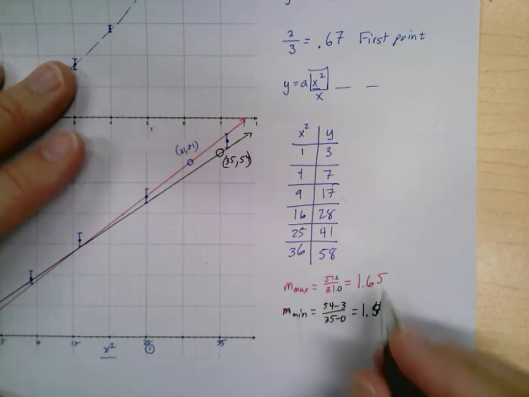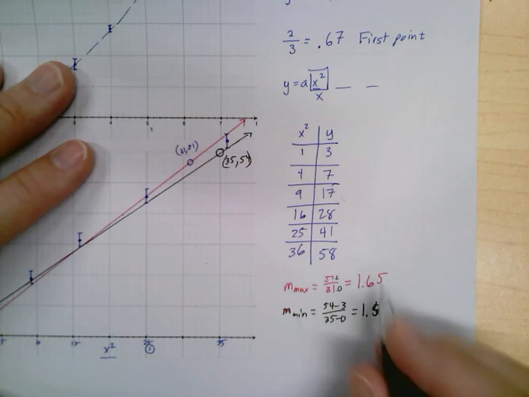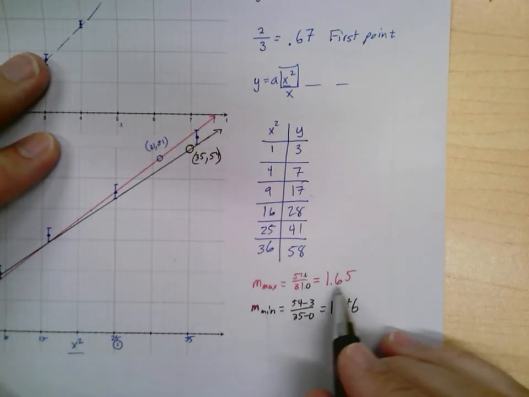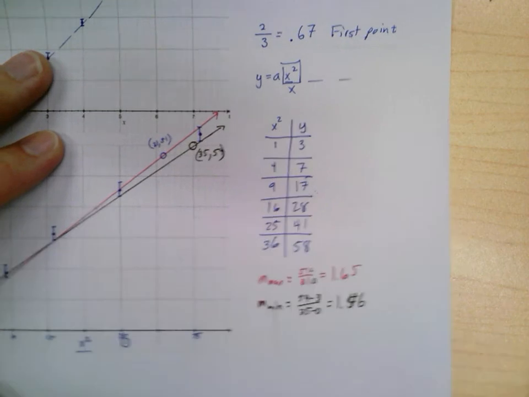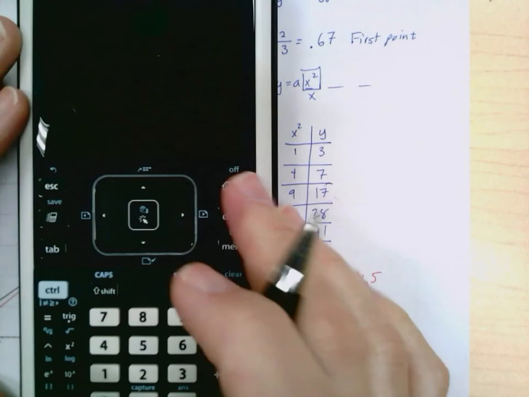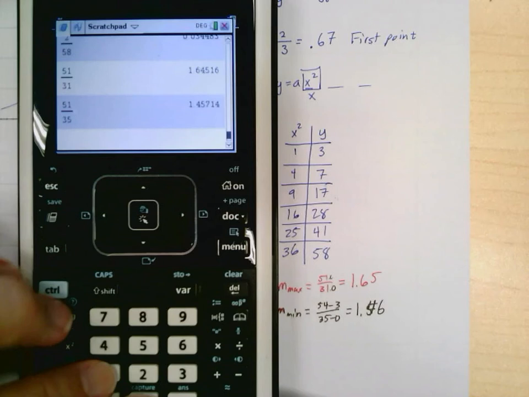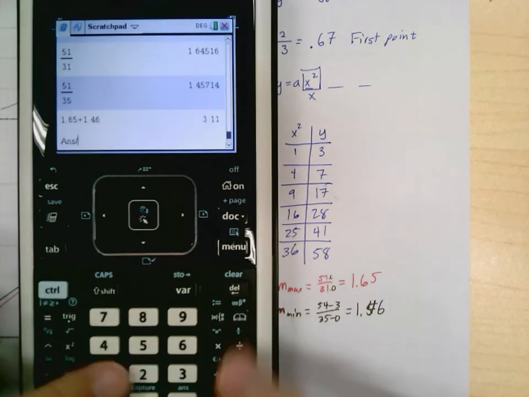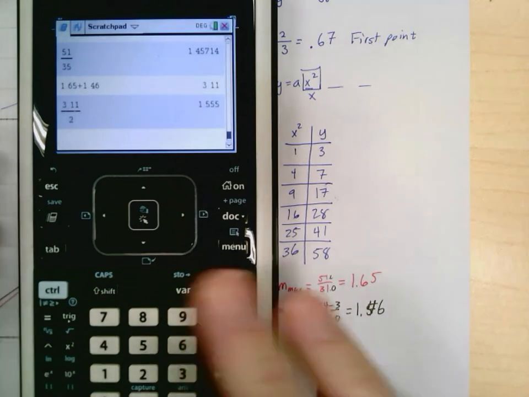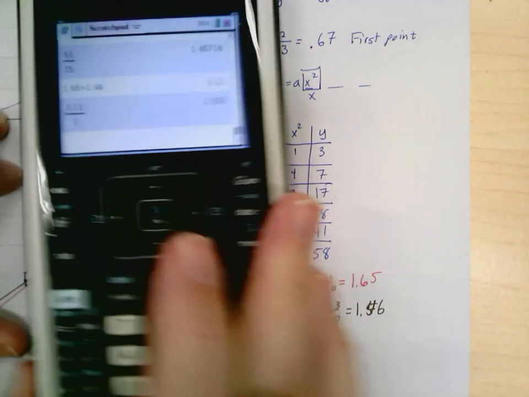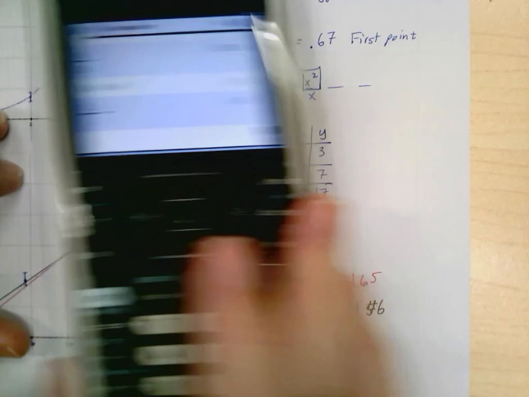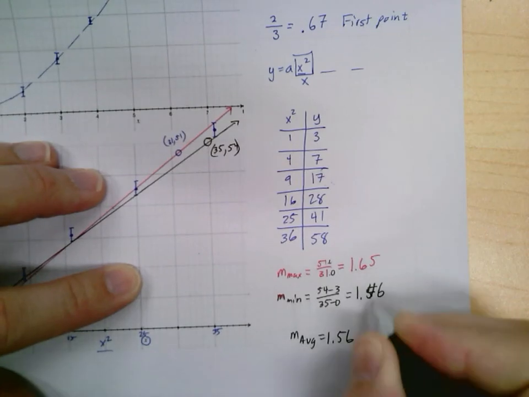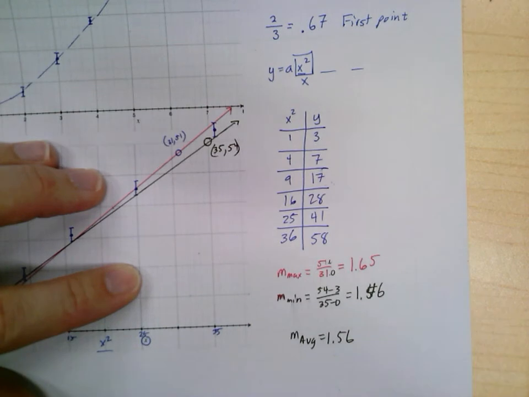Okay? So at this point, I've got two slopes, the maximum slope and the minimum slope. So we're going to find the average slope. The average slope will be right through the middle of those. So I'm going to go 1.65 plus 1.46. And then we'll divide that by 2, and we get 1.55 or 1.56. So M average would be equal to 1.56, keeping consistent with my significant figures.